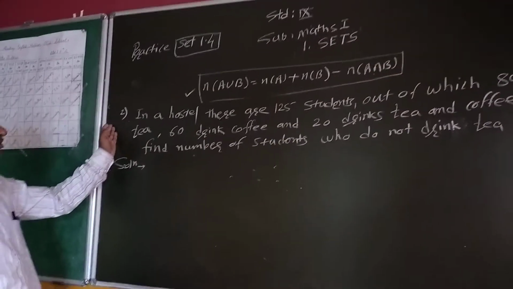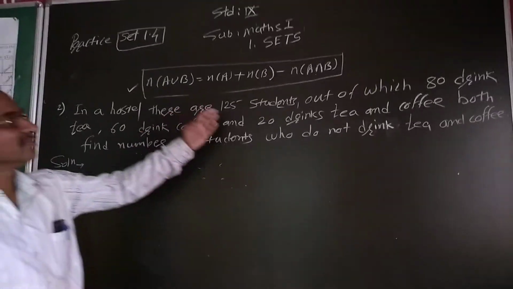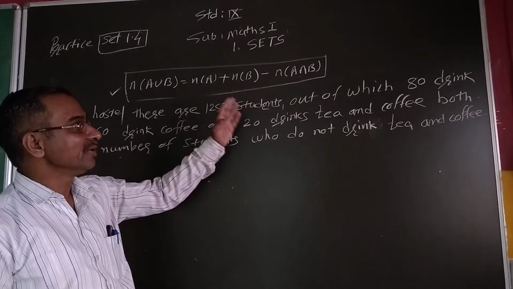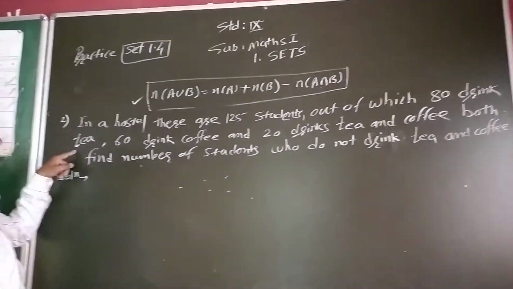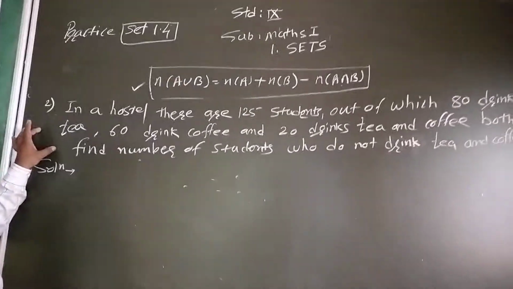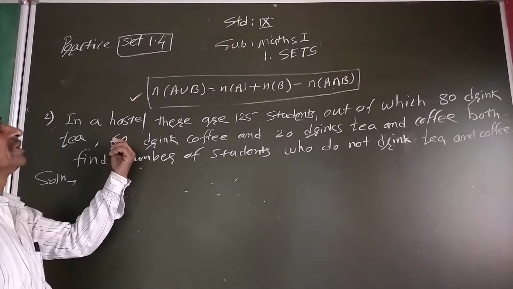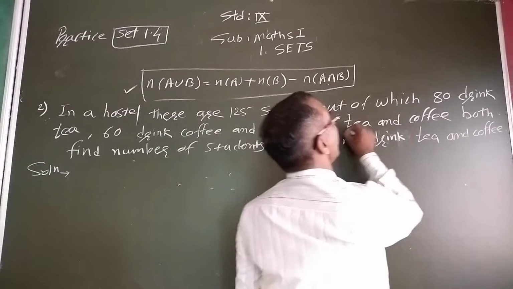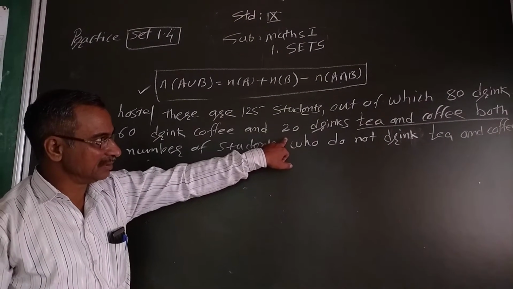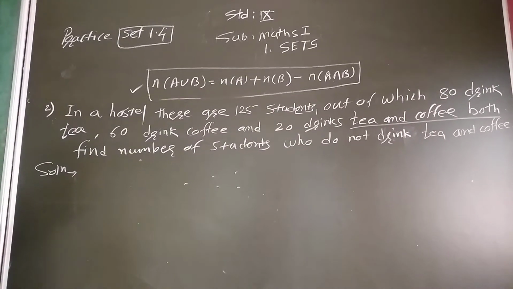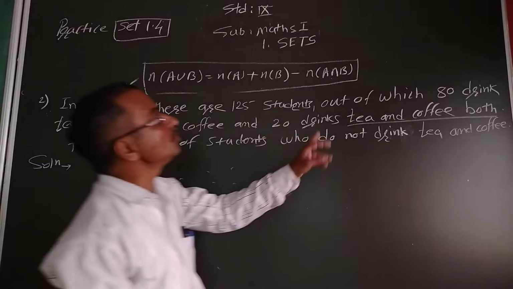The second example in 1.4, I read here. In a hostel, there are 125 students. Out of which 80 drink tea, only tea. 60 students drink coffee. And 20 students drink the tea as well as the coffee, both of it. Then find the number of students who do not drink.